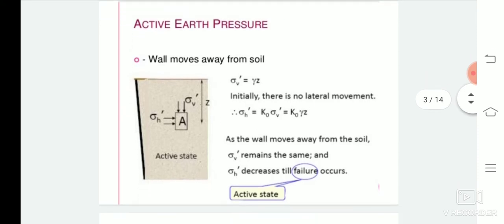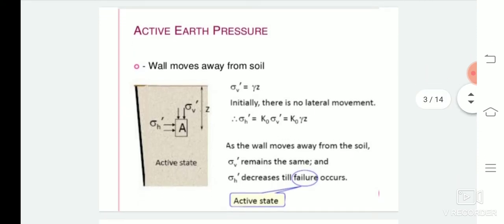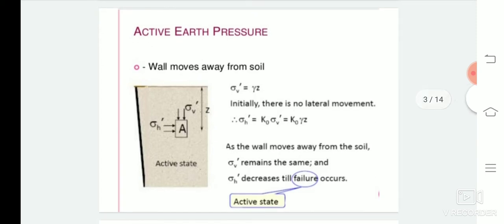So what is the basic theory behind the active earth pressure? The active earth pressure theory indicates that when the wall moves away from the soil, the predominating force is the vertical pressure, that is gamma into z. When there is no initial lateral movement, the value of the earth pressure will be k0 into gamma into z. But as the wall moves away from the backfill, sigma v will remain the same, but the value of sigma h will decrease. That indicates the active state.